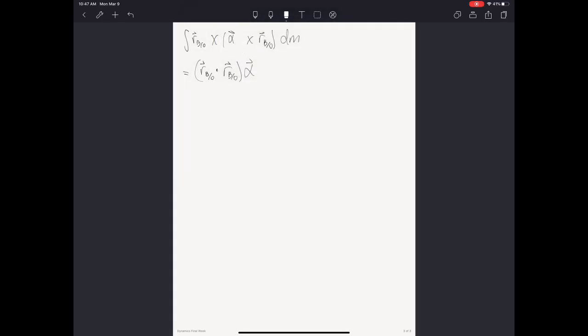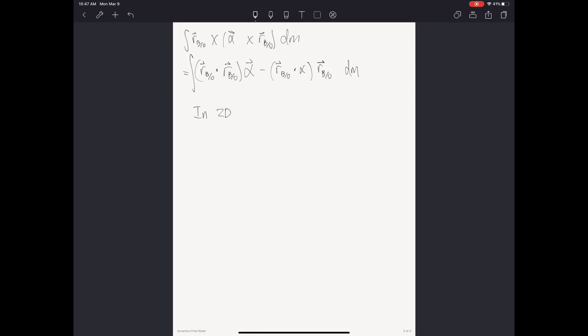Okay, good. All right. So this is the integral of this, then minus R_b with respect to O dot alpha times R_b with respect to O. There's that triple product formula that's on the previous page as well. This is all integrated with respect to mass. In 2D, we have the same simplification as before.